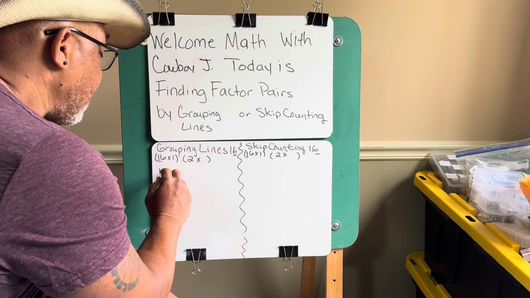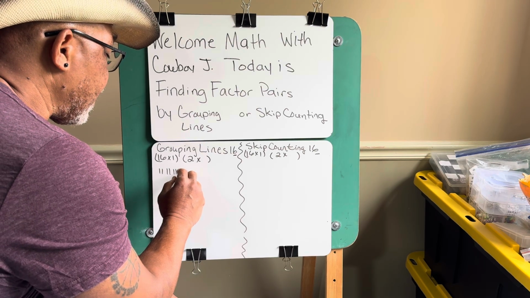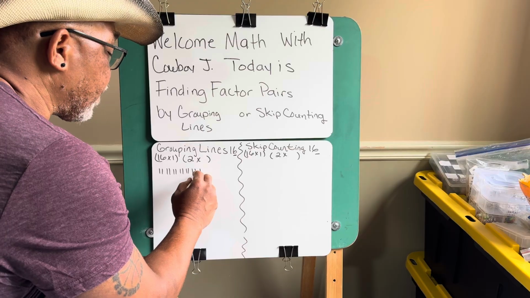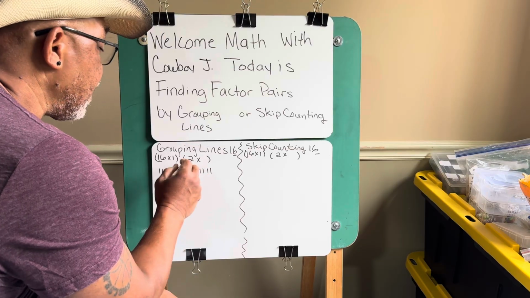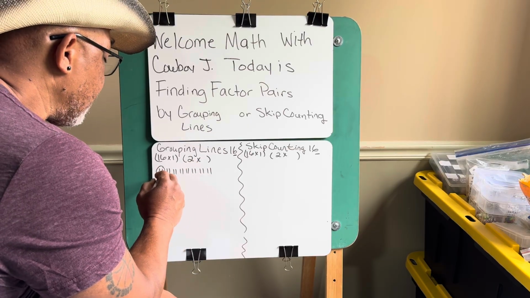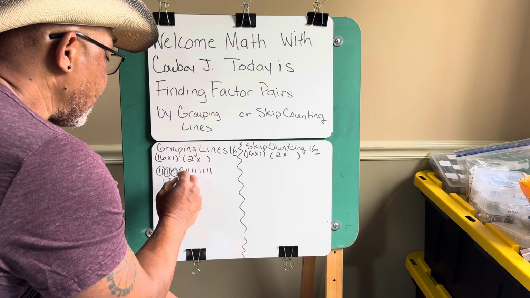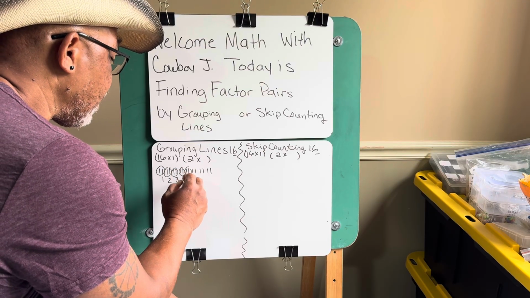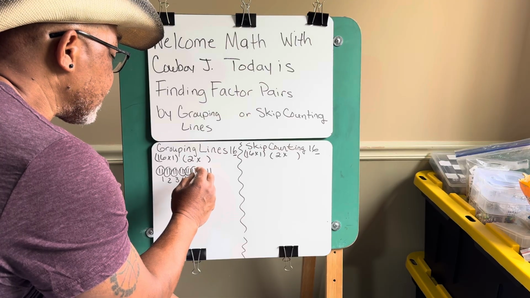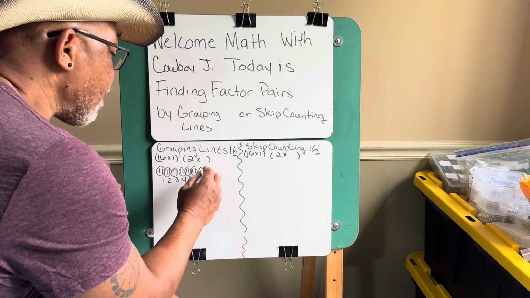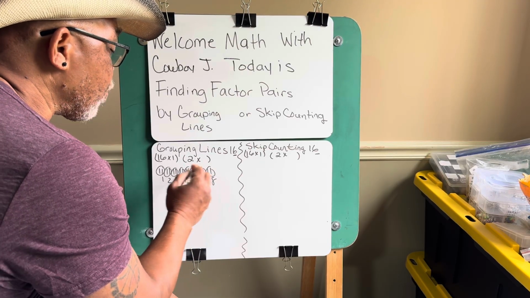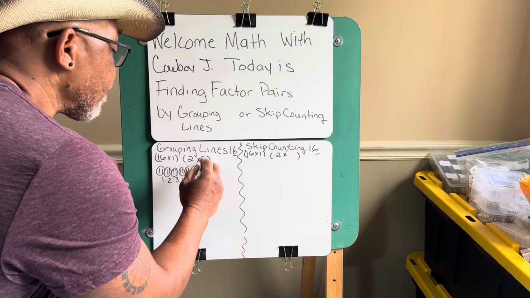1, 2, 3, 4, 5, 6, 7, 8, 9, 10, 11, 12, 13, 14, 15, 16. I'm going to group them by 2. 1, 2, 3, 4, 5, 6, 7, 8. 8 groups, so the missing number is 8.